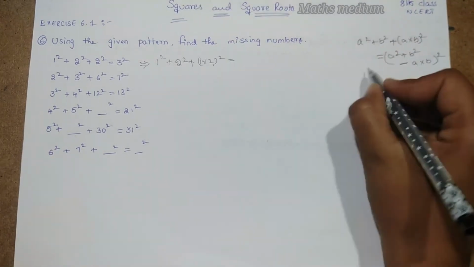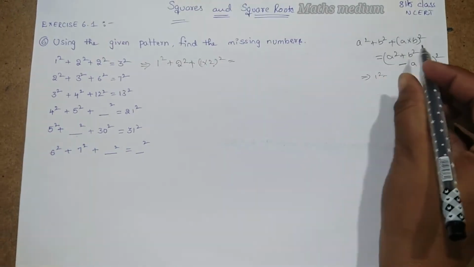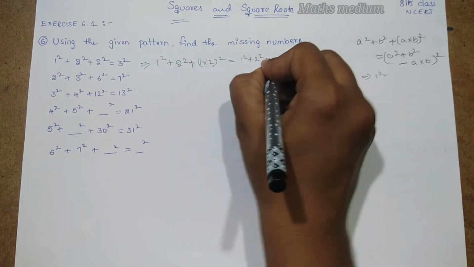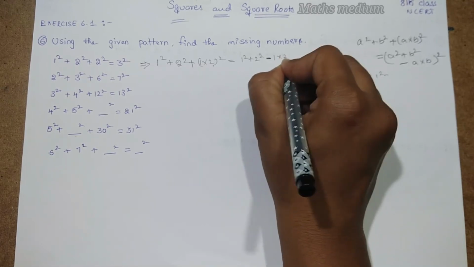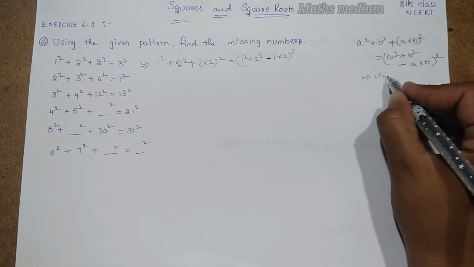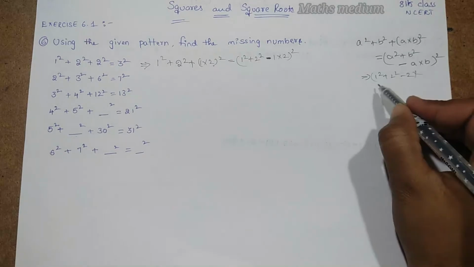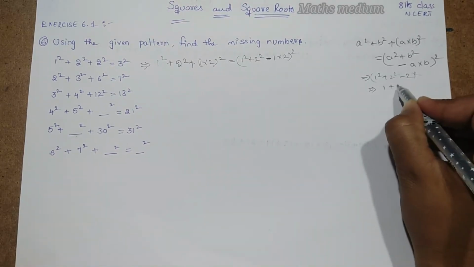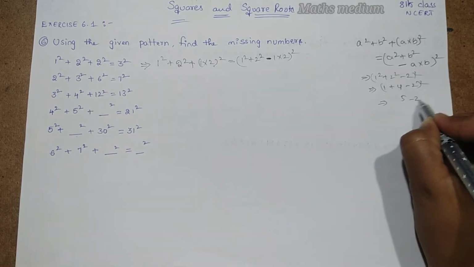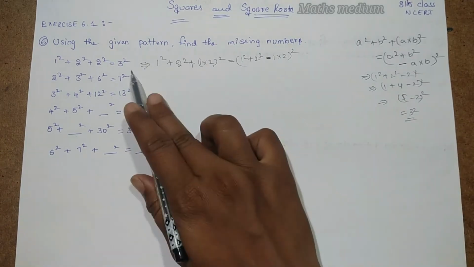If you apply this, see, 1 square here we already applied. So coming to here, (1 square plus 2 square minus 1 into 2) whole square. By simplifying this, we get the answer. See here, (1 square plus 2 square minus 1 into 2) whole square. Now 1 plus 4 minus 2 whole square, 5 minus 2 whole square, 3 square. This is the answer, right?